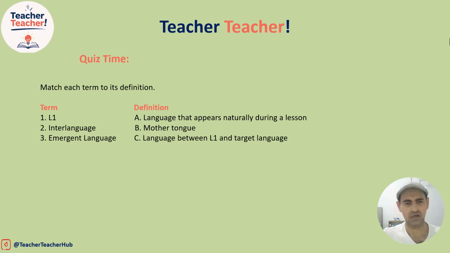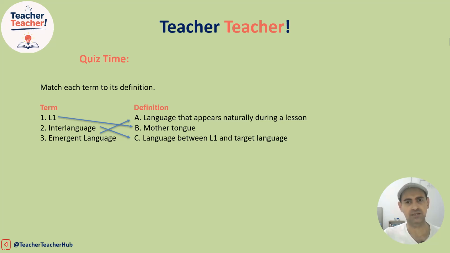For this one, I will give you more time. You can match the items, then we will check together. Okay, so if you need more time, you can pause the video. Let's check with L1. L1, that's what we call mother tongue. I am from Iran, my L1 is Persian. So that's clear. Interlanguage is C, language between L1 and target language.